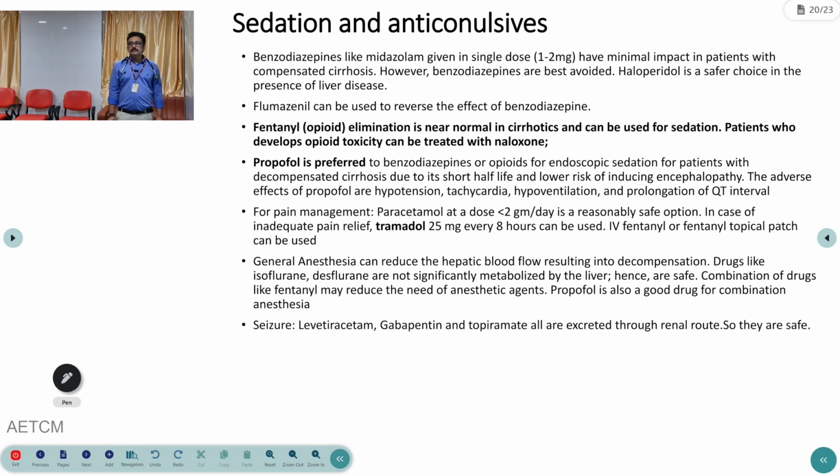Regarding sedation, you should be very careful in giving sedatives in patients with hepatic encephalopathy and agitation. Fentanyl can be used for sedation. That is a very good drug in the emergency room. Propofol can also be used. You have to read the guidelines on how to use drugs in hepatic encephalopathy. Try to avoid benzodiazepines. Flumazenil can be used to reverse the effects of benzodiazepines. So, these things you should remember.